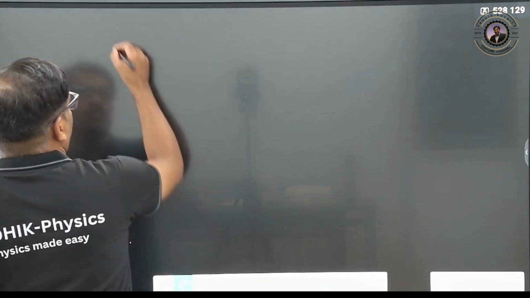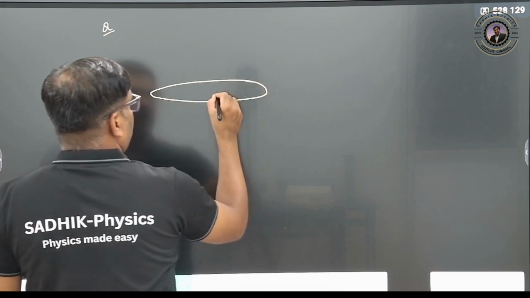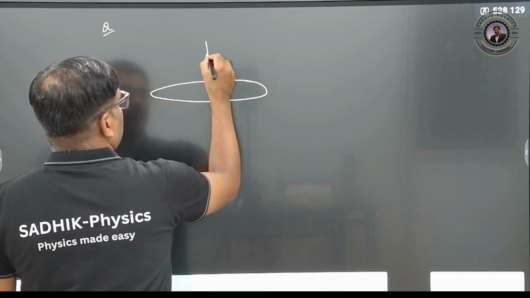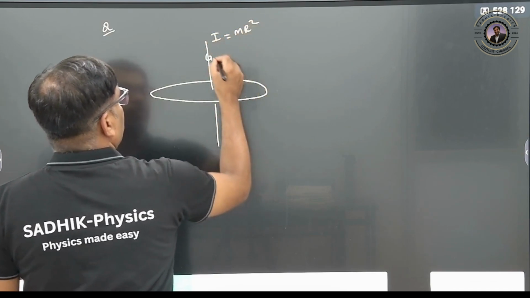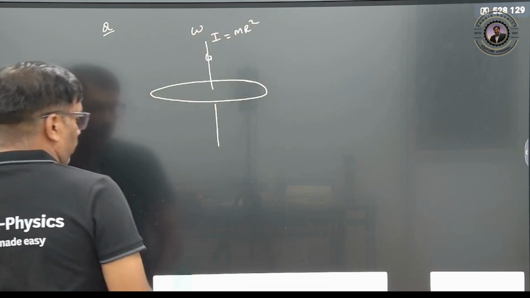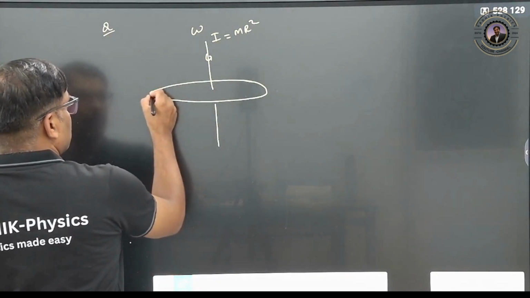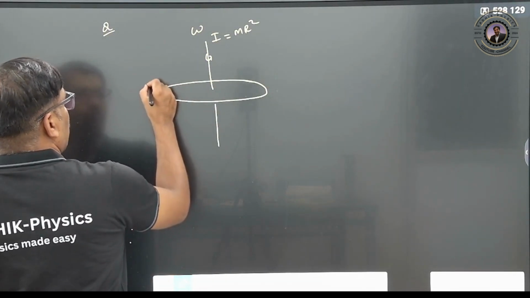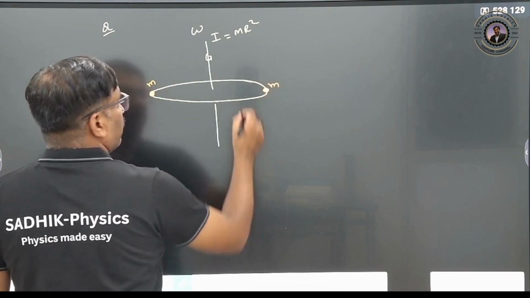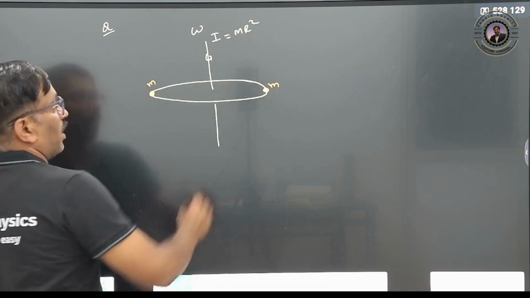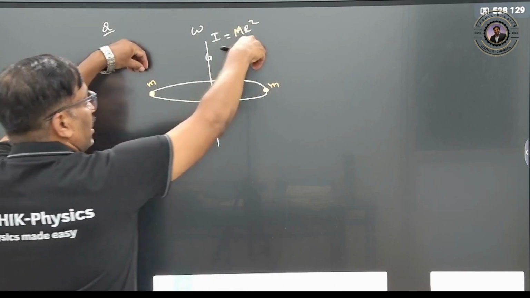So let us see, there is one disc, one ring, which is rotating. So it has moment of inertia M r square, and it is rotating with an angular velocity omega. Suppose we gently keep two small masses m on this ring. This capital M is the mass of the ring. These two masses are gently kept onto this.